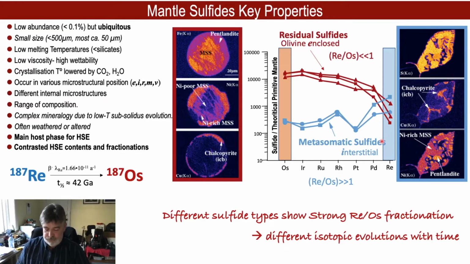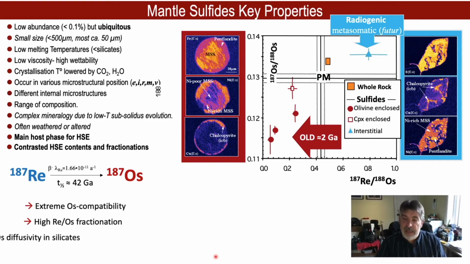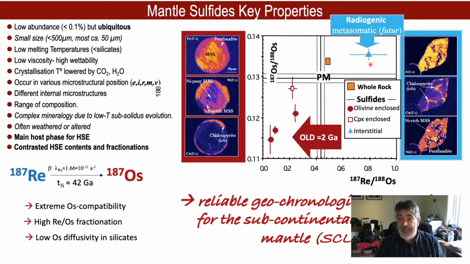187-188 osmium ratio. Because of that, and the extreme compatibility of osmium and the very low diffusivity of osmium in silicate, silicate-shielded sulfides yield old ages corresponding to melting events, while in contrast, interstitial metasomatic sulfides show radiogenic osmium isotopic composition. We thus have the ability to obtain ages directly related to mantle events. This is crucial to establish how the lithosphere architecture evolved through time. Remember the fourth dimension.